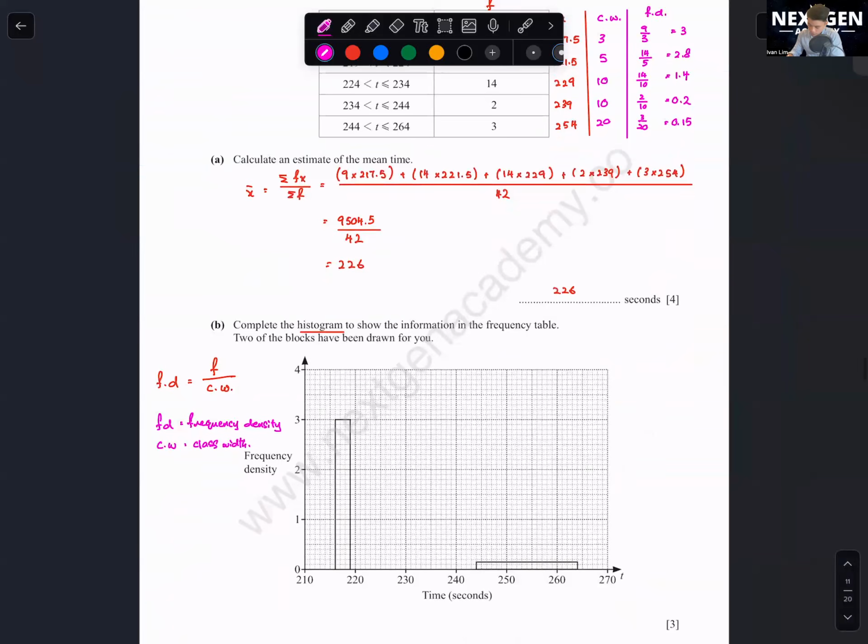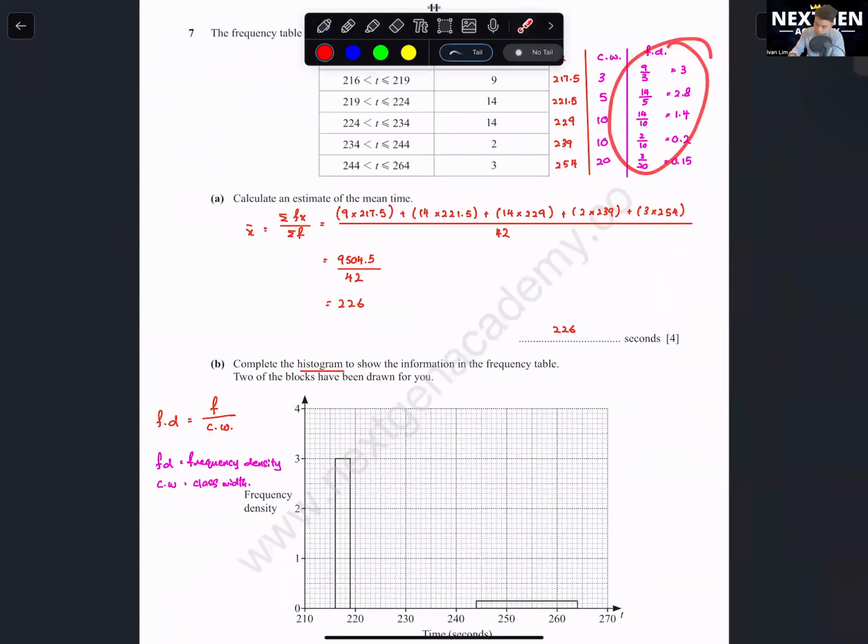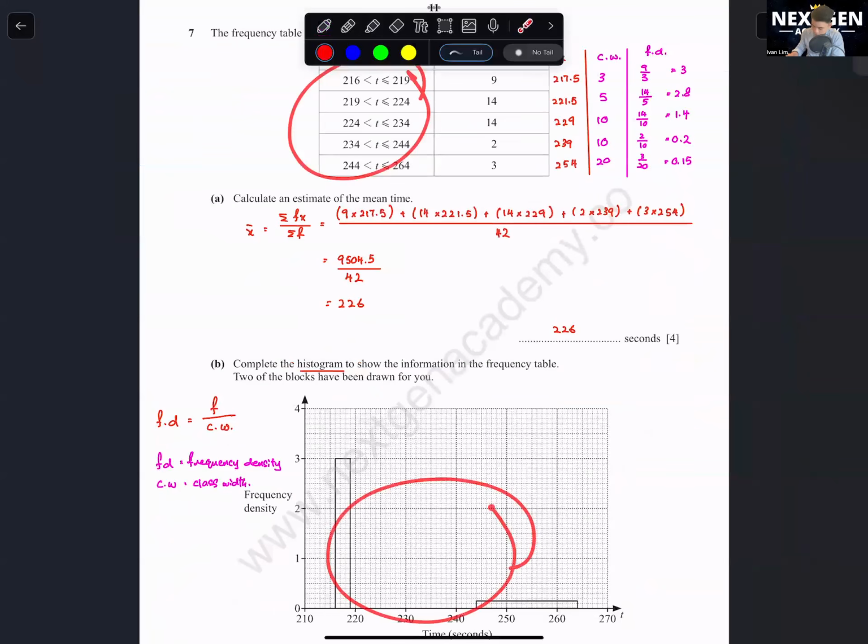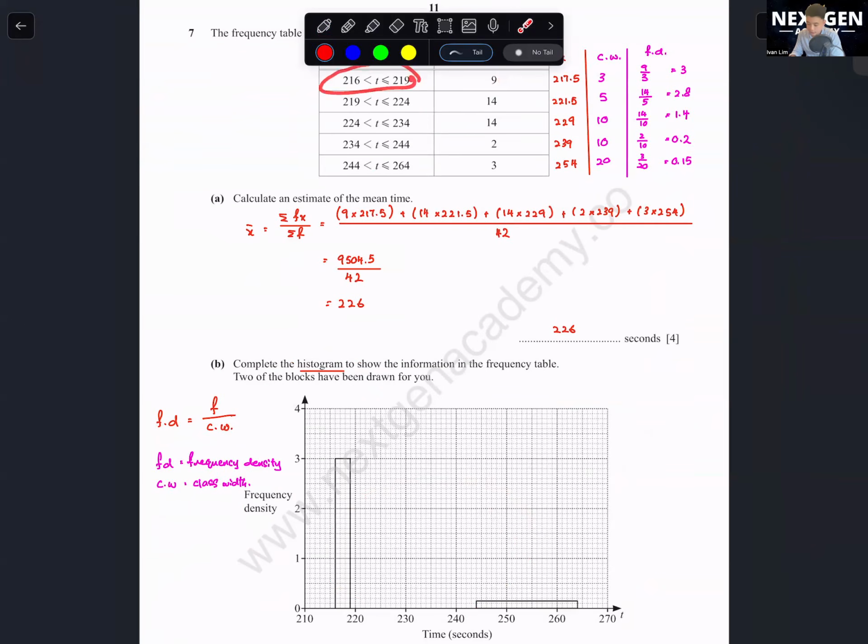Then now you're going to plot all of these values with this class over here. In fact, some of it has been plotted for you already. Let's see, what's the first one? The first one, they drew it for you already. When your class is 216 to 219 it equals 3. Next one, 219 to 224. You need to read it really carefully here. Where is 219? They say it's 2.8, until 224. So right before here.